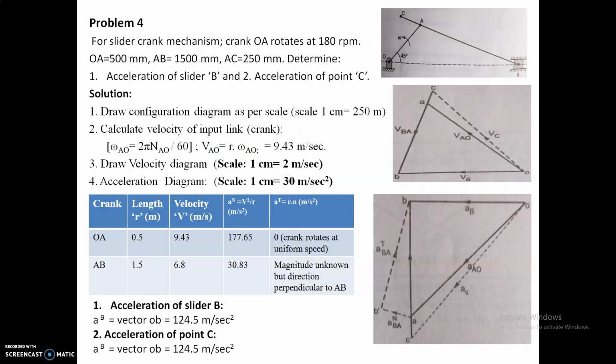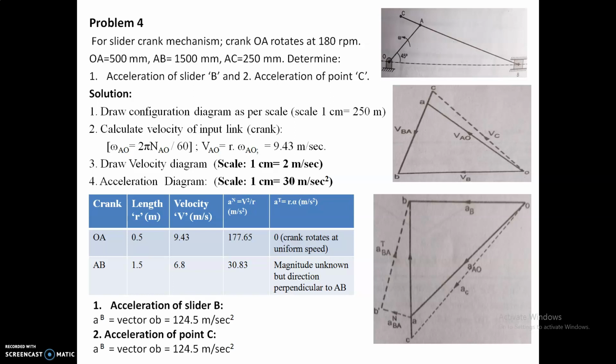From the acceleration polygon, we then go for the unknowns. The first unknown is the acceleration of slider B, which is nothing but the vector OB. You measure the length of vector OB and multiply by the acceleration polygon scale, and the final answer comes to 124.5 meter per second square. Another unknown is the acceleration of point C. You join the C point with the fixed point O, measure the vector OC and multiply by the scale. Here the answer comes to 124.5 meter per second square.